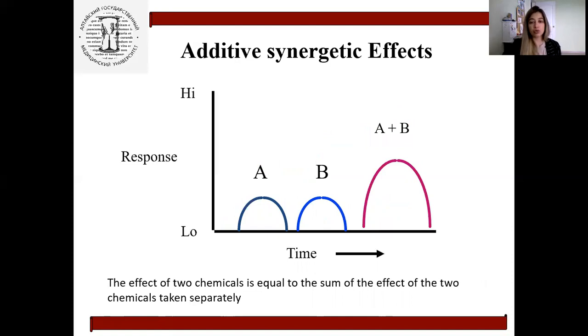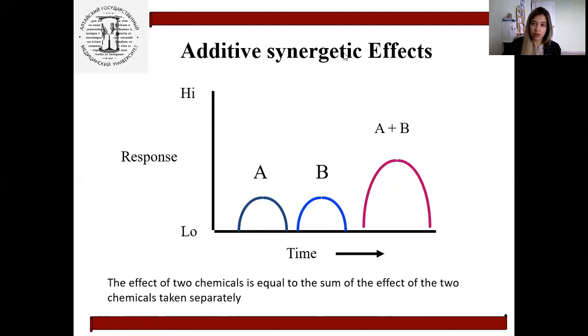This is already about two different drugs, drug A and drug B, for example. If I give two chemicals which have some effects, for example, increase in heart rate. Drug A increases heart rate by 5 beats per minute, and drug B also by 5 beats per minute. And when I give them together, they give me 10 beats per minute, for example. It's just an example. And if the effect of two chemicals is equal to the sum of the effects of the two chemicals taken separately, then we call it additive synergic effects.